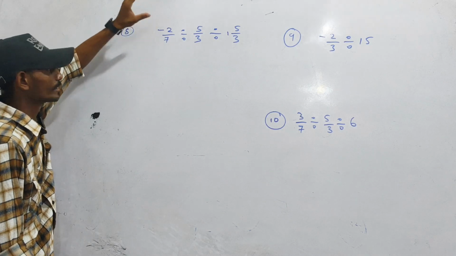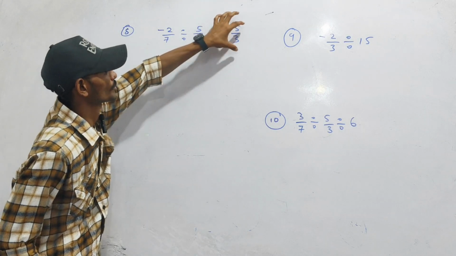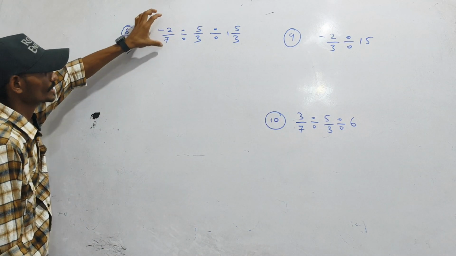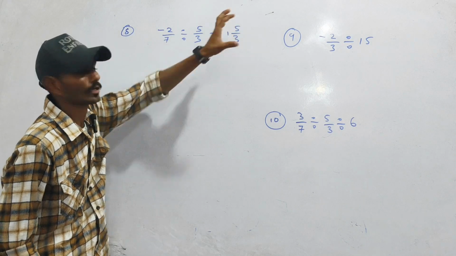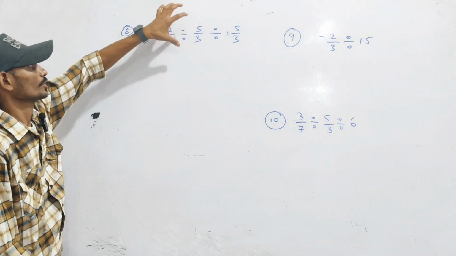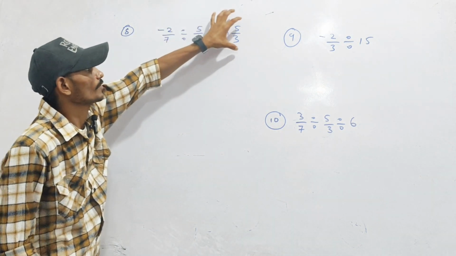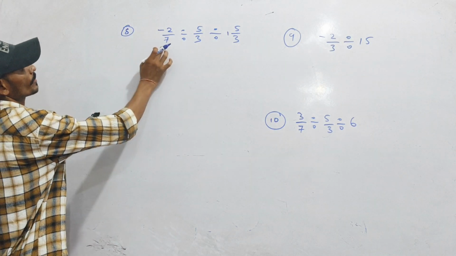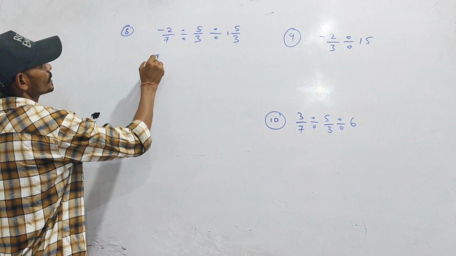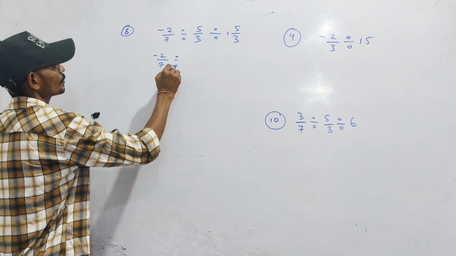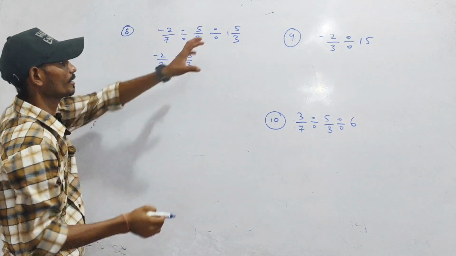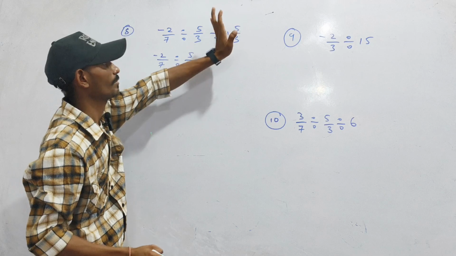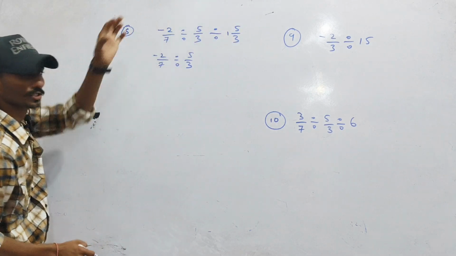Here we are getting division of fractions in three terms, 1, 2, 3 terms. When you are getting three terms, you should solve the first two terms first, after that include the last term. So next I am solving the first two terms, means minus 2 by 7 divided by 5 by 3. I am leaving this part, I am removing this part. I am solving the first two terms.